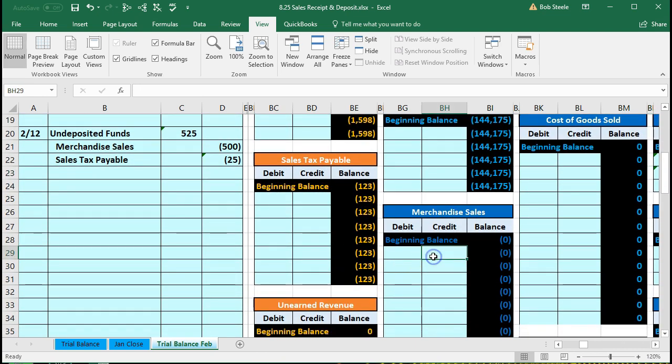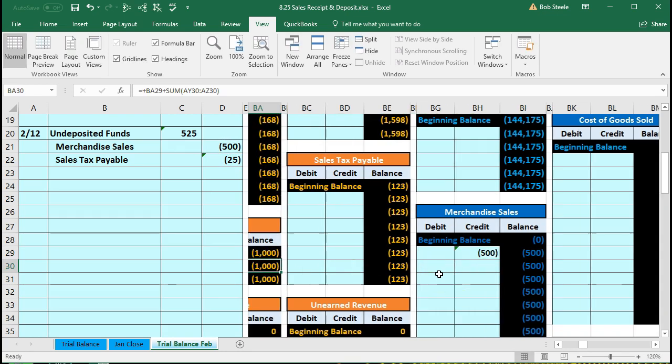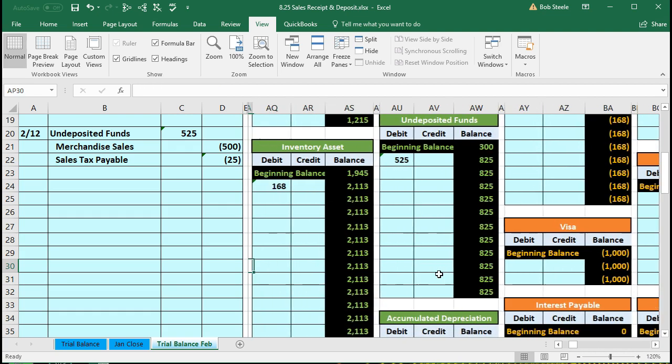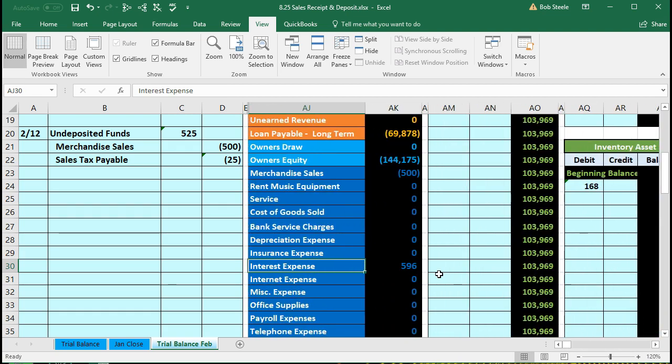So we want to be in cell BH29. We will say equals and then point to that $500. That's going to increase this balance by 500 to 500. Scrolling back to the trial balance, we should see that same 500 on the trial balance right there.